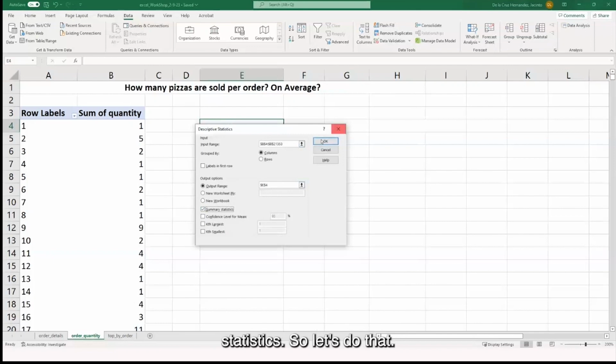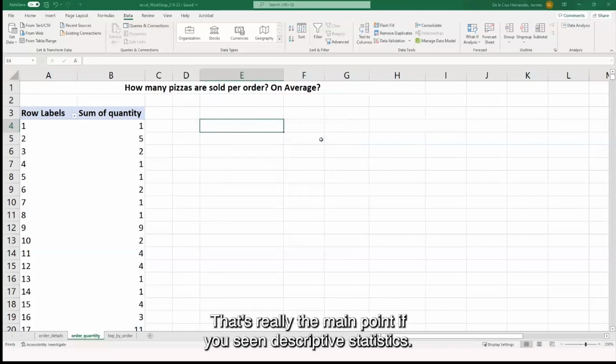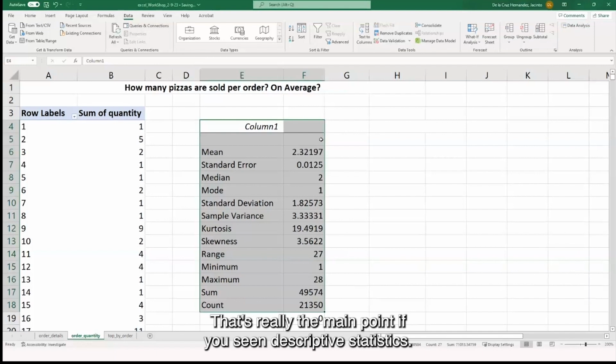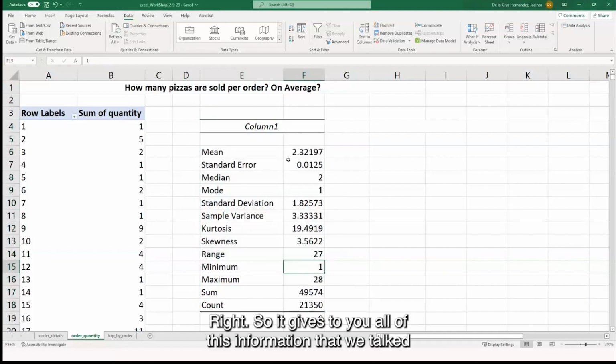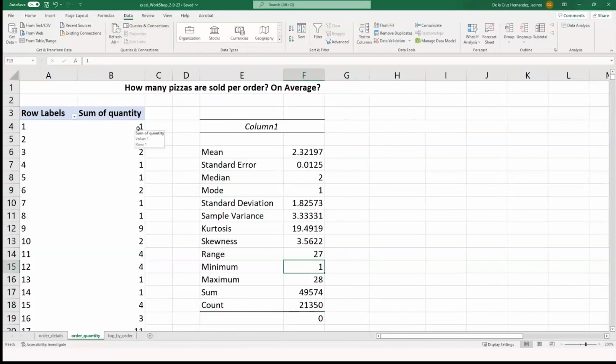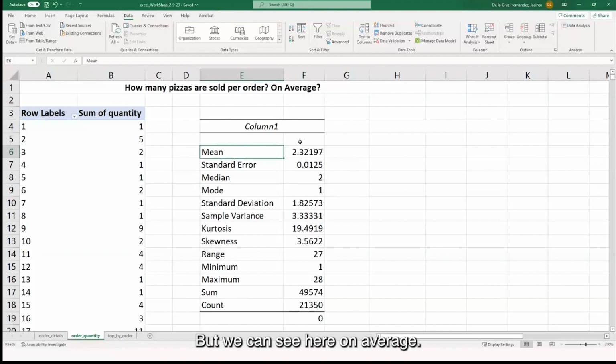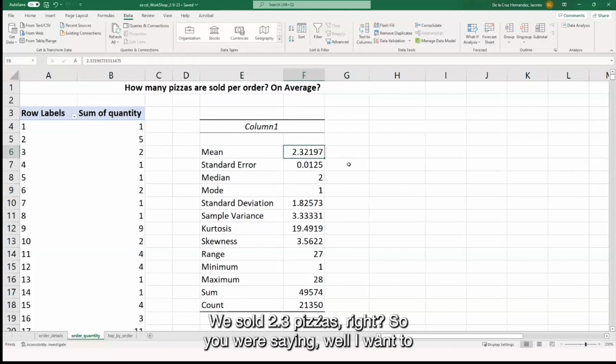Summary statistics, so let's do that. That's really the main point of using descriptive statistics, right? It gives you all of this information that we talked about for the number of pizzas sold per order. So we can see here, on average, we sold 2.3 pizzas.